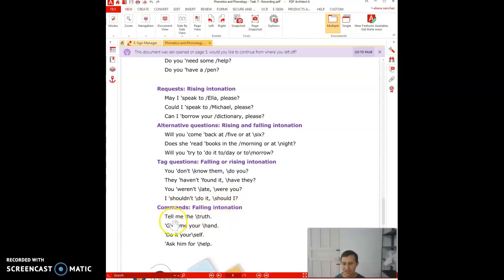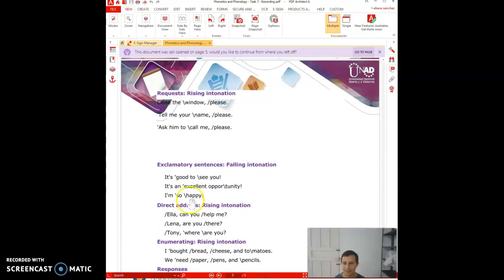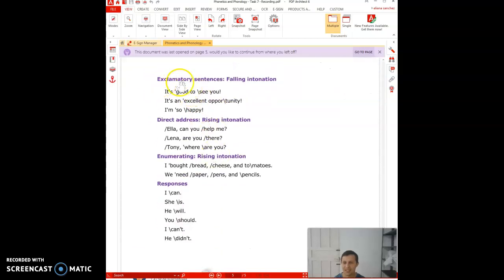Commands, falling intonation. Tell me the truth. Give me your hand. Do it yourself. Ask him for help. Request, rising intonation. Close the window, please. Tell me your name, please. Ask him to call me, please. Exclamatory sentences, falling intonation. It's good to see you. It's an excellent opportunity. I'm so happy.